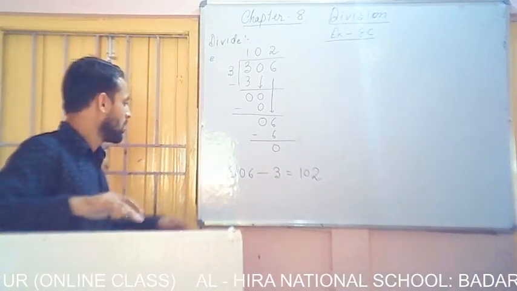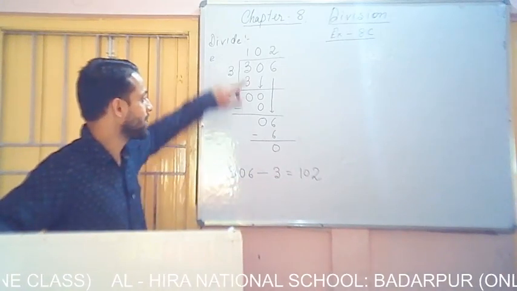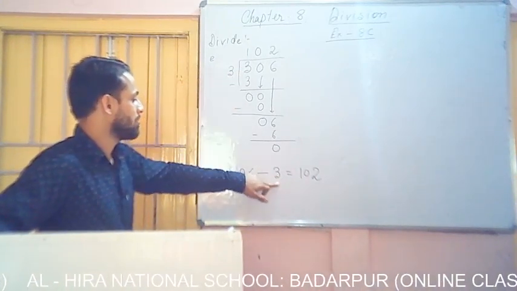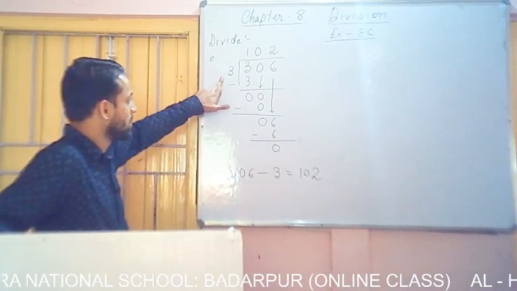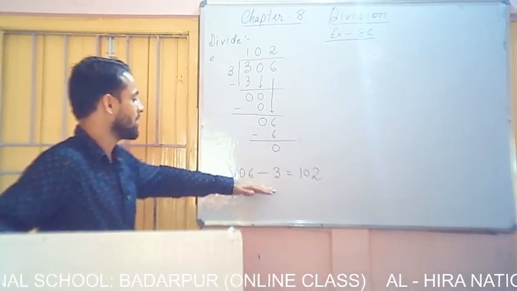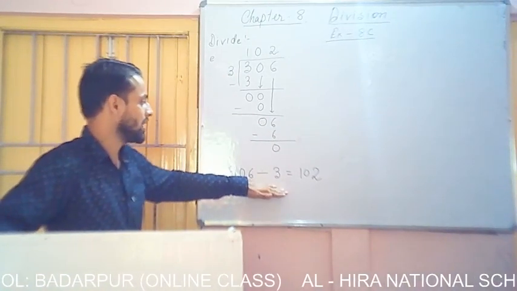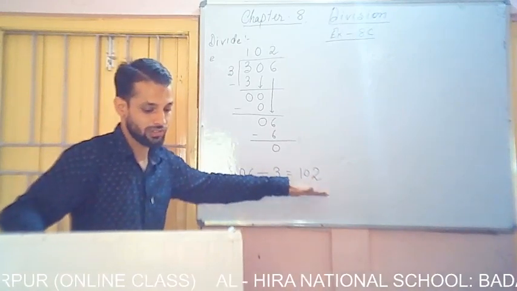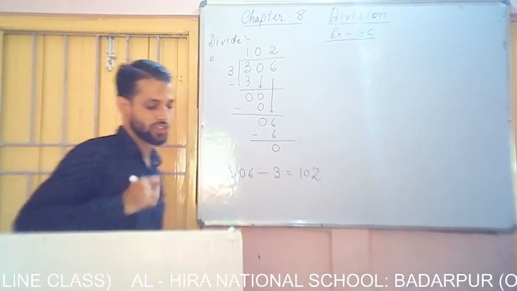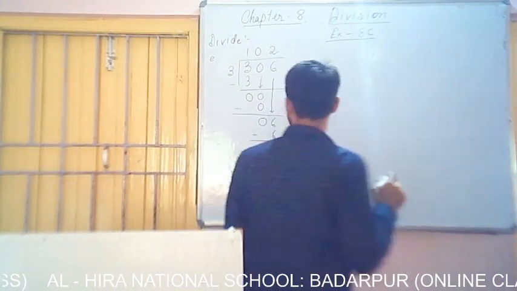Therefore, the dividend is what? 306. By which number have we divided? We have divided by what? The divisor, that is 3. So after dividing 306 by 3, we have got 102. So 102 is the answer for this question. So the next question is what?